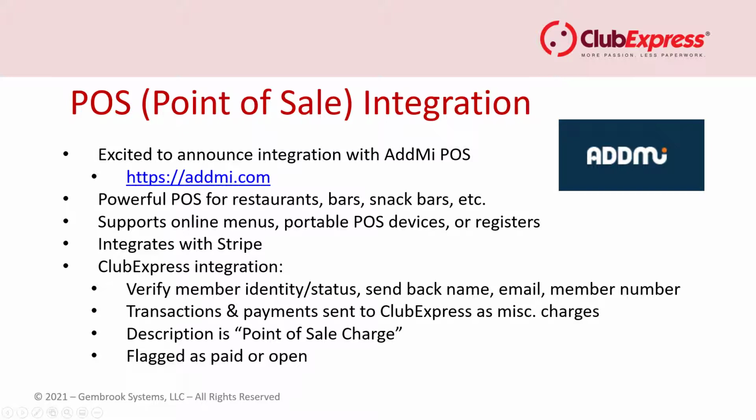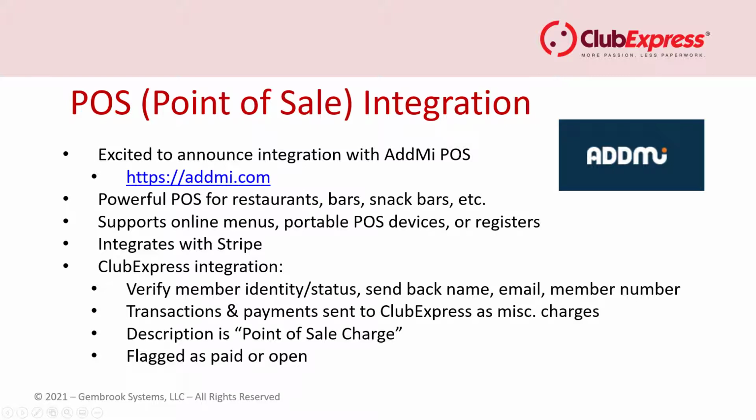Now, the way the ClubExpress integration works is somebody will enter their member number. And Adme will then call over to ClubExpress because each location links to a specific club. They'll call over to ClubExpress with that member number, and we will then come back with that person's name, their email address, and of course, their membership status.